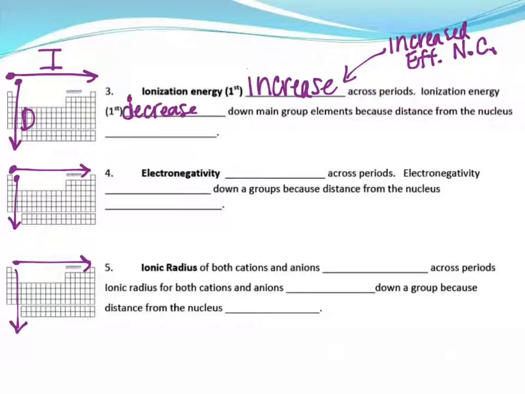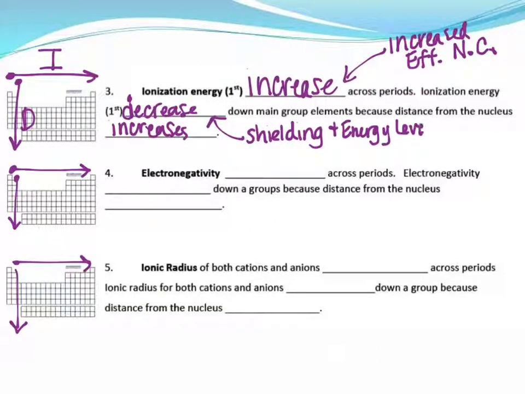Again, because the distance from the nucleus increases. So we have shielding. Fat Frank can't see those outer electrons, so it's going to be easier to steal that one away. So we have increased shielding and energy levels. Questions on that?